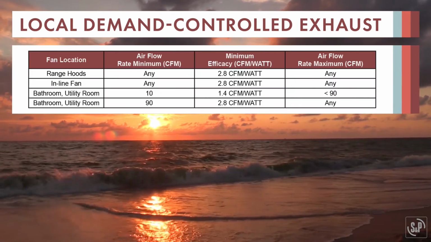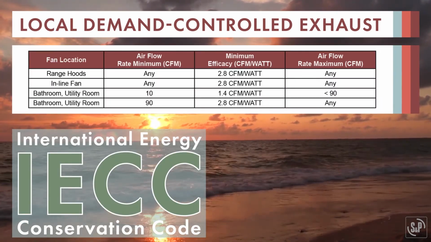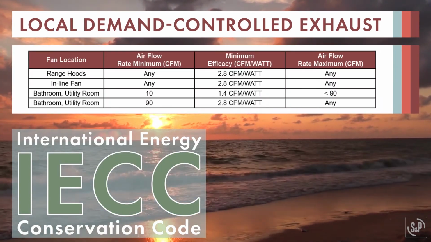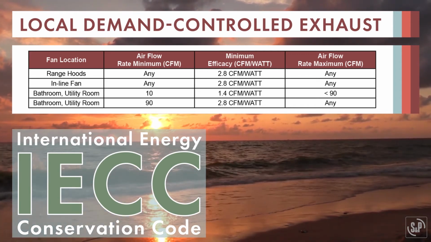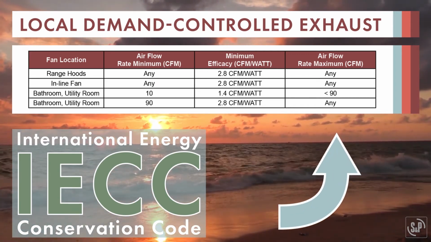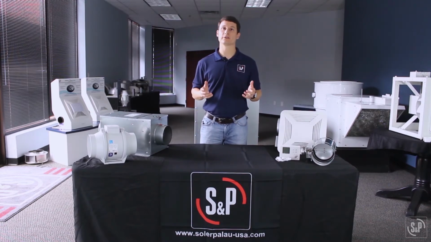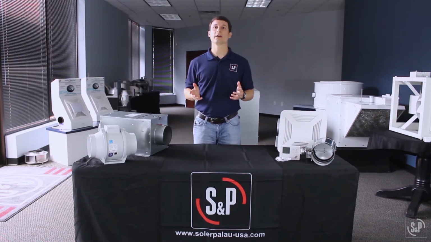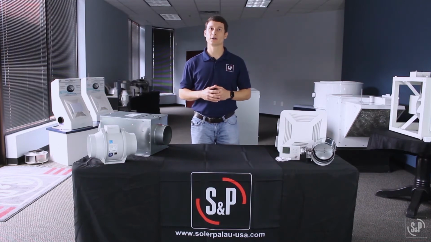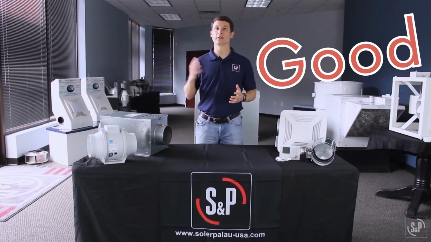In addition to these two basic requirements, the International Energy Conservation Code requires that mechanical ventilation system fans meet the efficacy requirements in this table. Now that we have a general understanding of residential IAQ and the codes and standards that regulate it, let's look at all of the S&P Outside Air product solutions, starting with the good and working our way to the best.